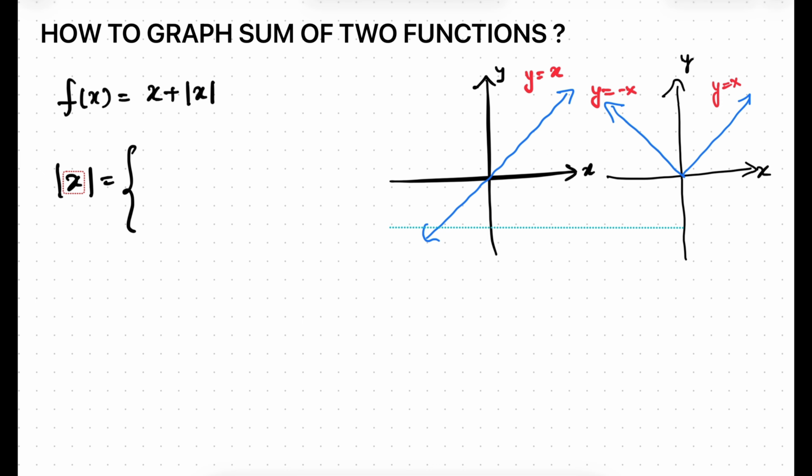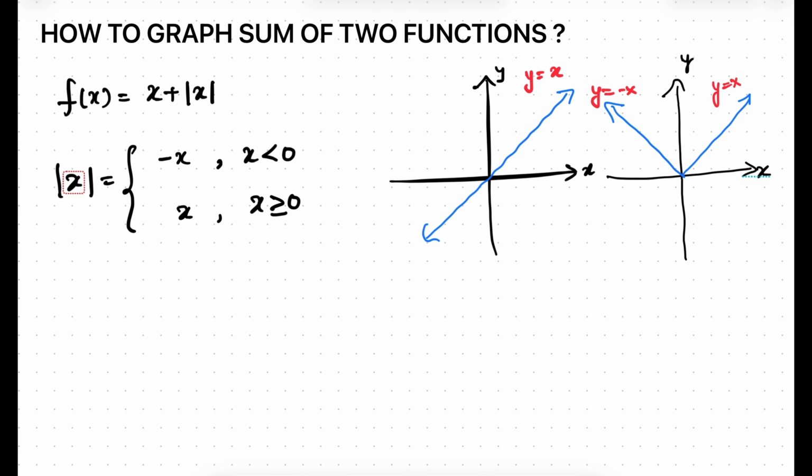So what we'll do here is write when x is negative and when x is non-negative. When x is negative, you'll have minus x, and when x is positive, you'll have plus x. The reason we have negative x is that when x is negative, minus x becomes positive. So ultimately, the output of the entire modulus function would be positive.